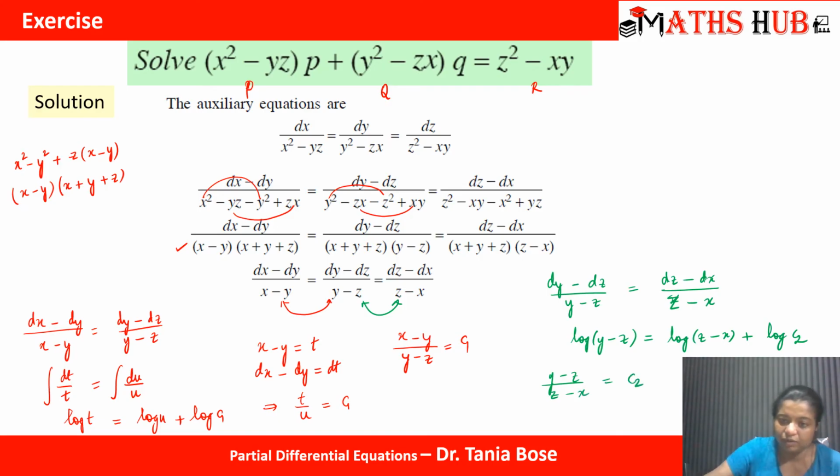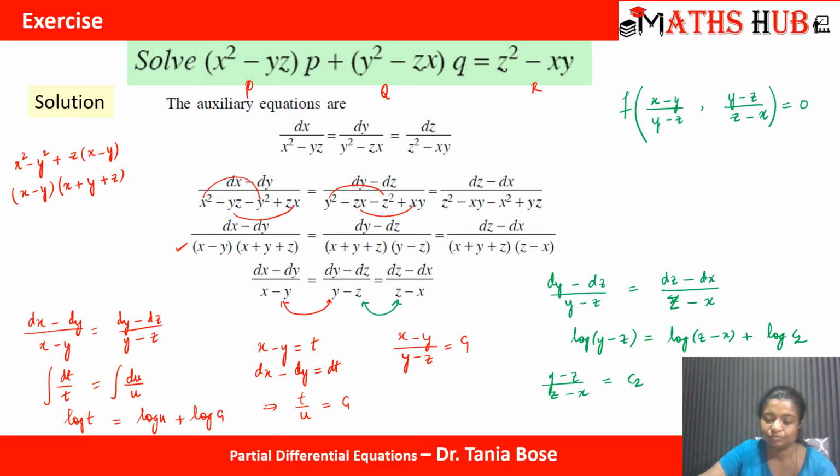And finally, what is the solution? The solution would be x minus y upon y minus z, and from here, we will get y minus z upon z minus x is equal to c. Right? So this is how we will find the solution for this particular linear differential equation.